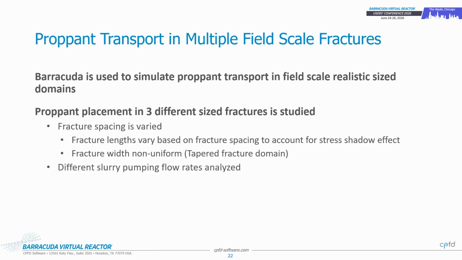But in this example, we are studying the placement of proppant in 3 different fractures, and I'll show the domains in a second. The key idea is that another decision point that many of these oil and gas engineers have to make is, I have tens of these fractures. How do I space them? Do I space them 5 meters, 10 meters, 15 meters? And then once I space them, I figure out, do all these fractures grow equal in size? Turns out they don't all grow equal in size. So there are a lot of complexities around it.